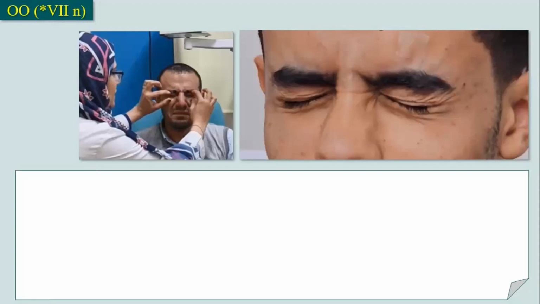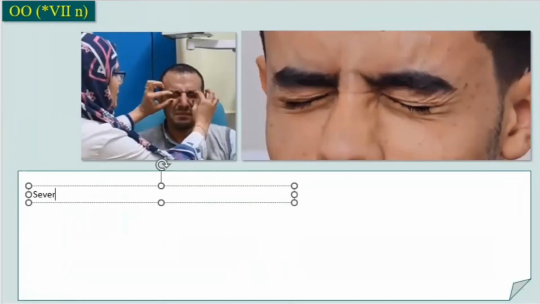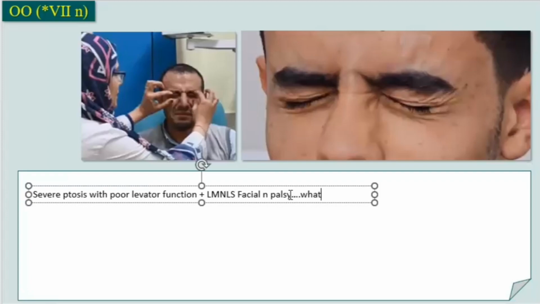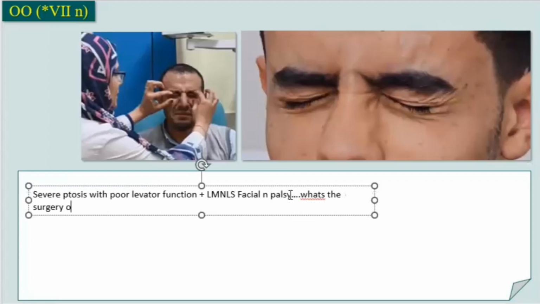Suppose we have, in imagination, severe ptosis with poor levator function. Imagine this scenario: you have severe ptosis with poor levator function, plus a lower motor neuron lesion, facial nerve palsy. What is the surgery of choice in such a case? Yes, exactly. We can't use frontalis suspension because the frontalis already is not working. So we need to do what?